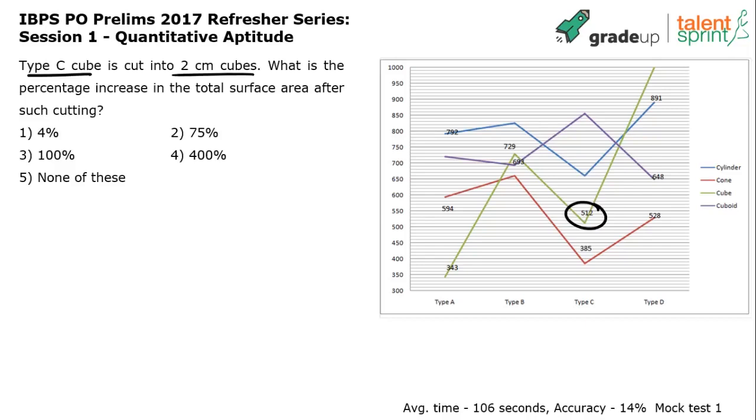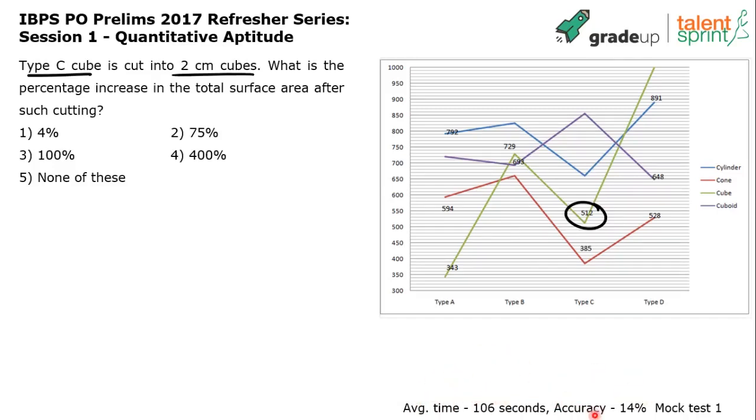One point that I would like to highlight before we proceed with the solution is the average time spent and the accuracy for this particular question. By the way, this question has been chosen from mock test 1 provided by GradeUp, I think question number 6 or 7. The average time spent to arrive at the answer was 106 seconds, which is close to 2 minutes, 1 minute and 46 seconds.